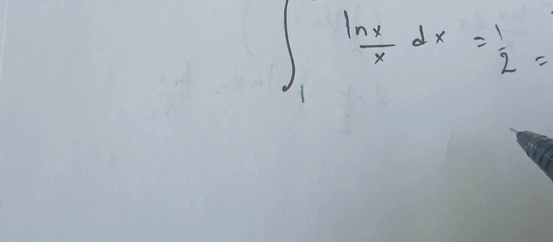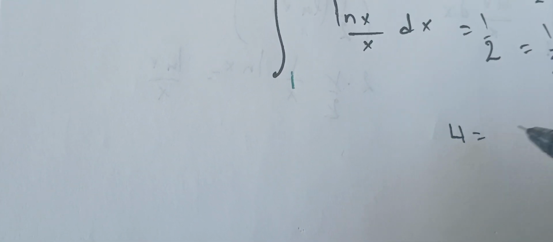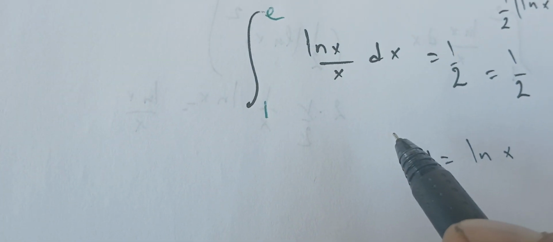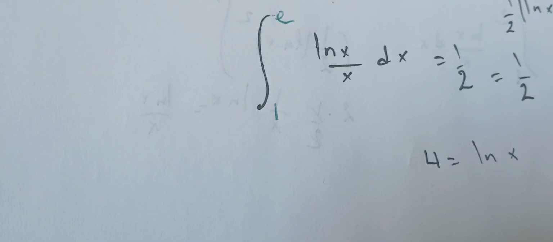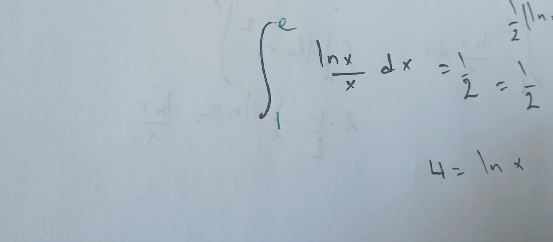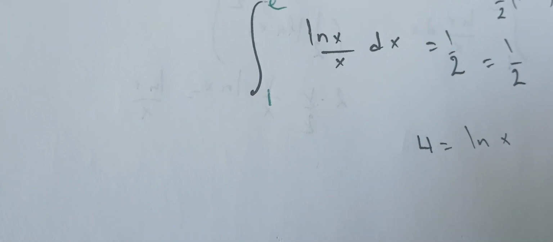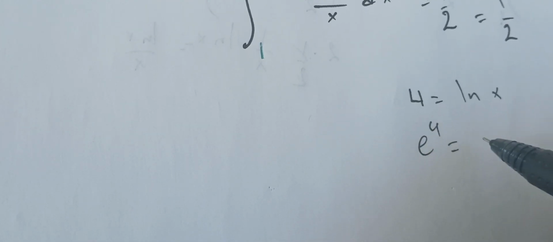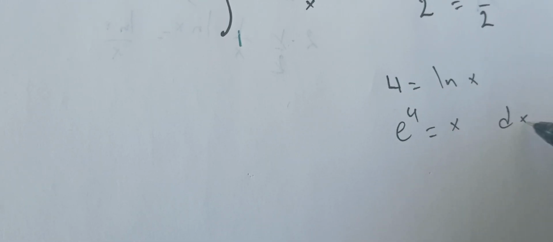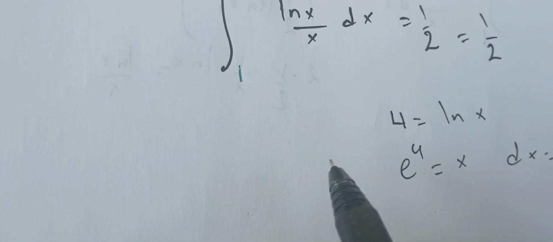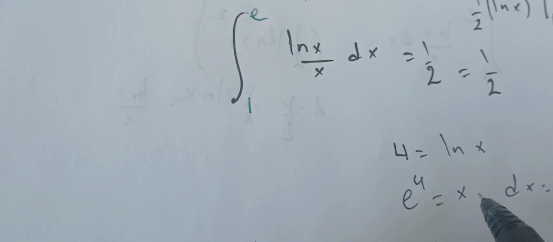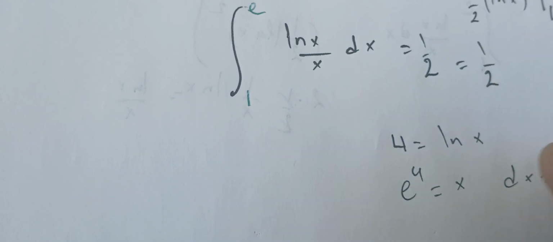Change this ln of x to some u. Let u be ln of x. And the next step is to find dx. Okay, so here we can solve for x, because we have a bijection in this interval. So e to the u is just x, and I can get dx as e to the u du, okay? I think this is all I need, okay?